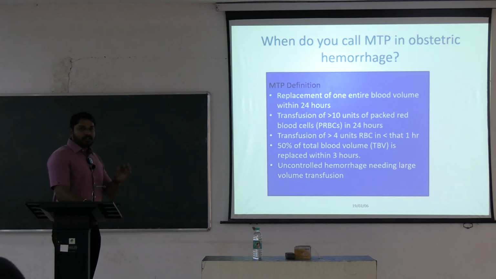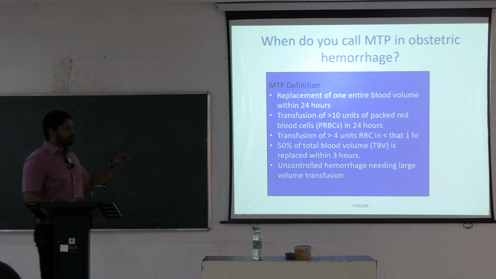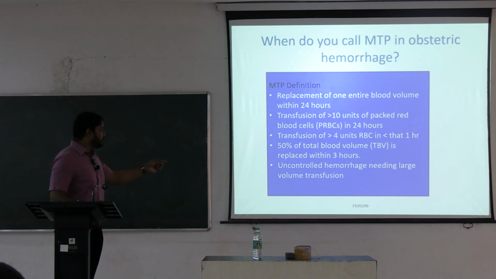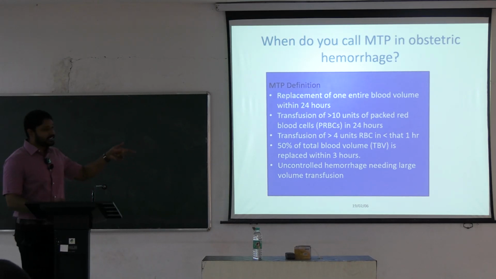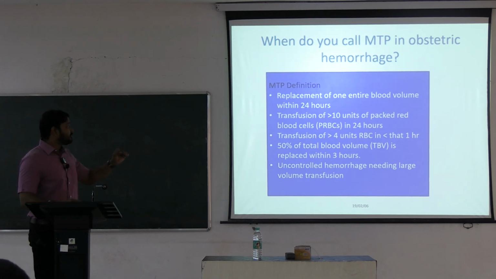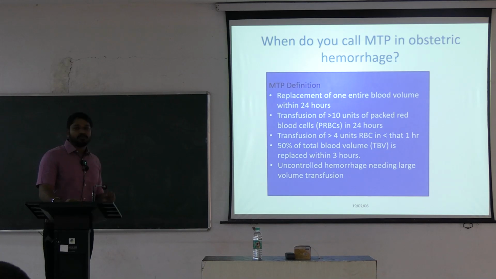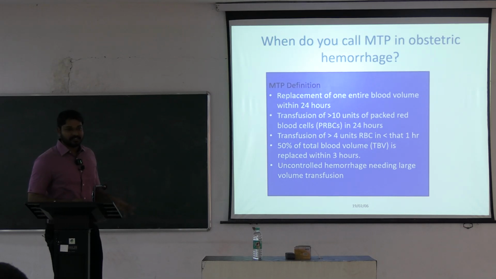I told you the human body is 8% blood. When we try to replace that 8% of the body fluid, or 50% of the total blood volume in 3 hours, we call it massive transfusion protocol. Or if we transfuse more than 10 PRBCs in 24 hours, or more than 4 PRBCs in 1 hour. These are all the criteria for massive transfusion protocol. They can ask which among the following is given in massive transfusion protocol, and they can give options A, B, C, D like that.